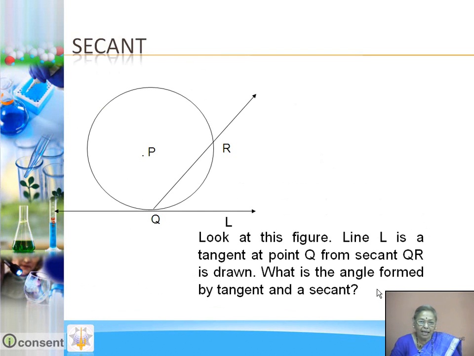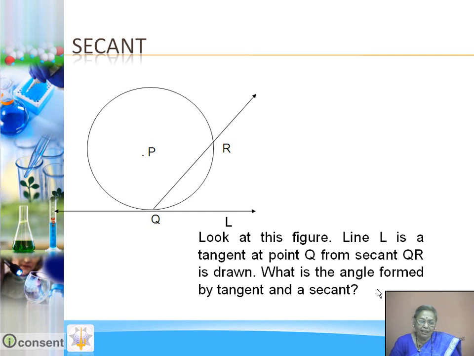This figure tells us that in a circle, if you draw a tangent at point Q and you draw a secant QR from the same point Q, then this is called the angle between the tangent and the secant.